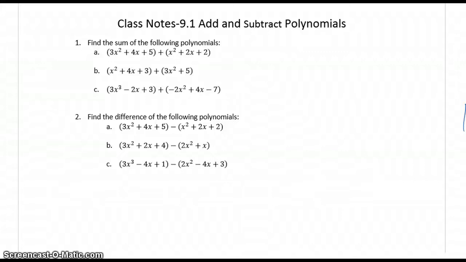Alrighty, this is class notes for section 9.1, add and subtract polynomials. To find the sum of two polynomials, you want to combine like terms. Like terms are terms that have the exact same variable. So, for example, x squared is a like term to 3x squared.